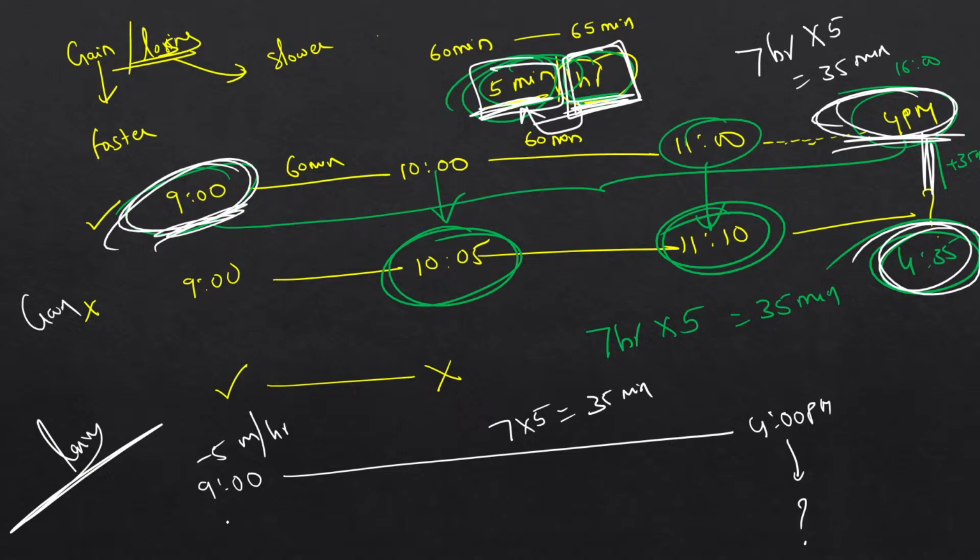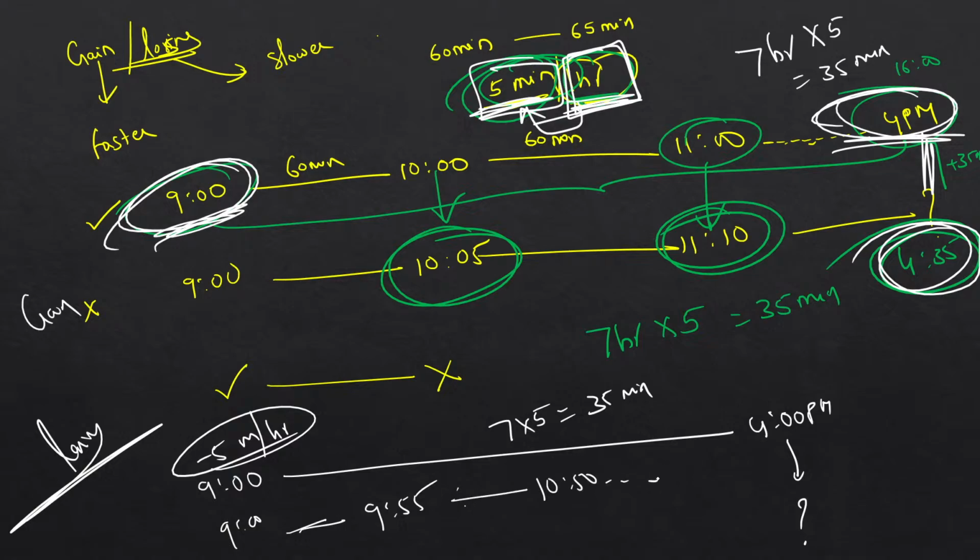So as you can see, after 1 hour the faulty clock is going to show only 9:55 because we are losing 5 minutes here. After 1 more hour it is going to show 10:50 and so on. As you can see, the faulty time is less than the original time. Here you have to subtract your 35 minutes. So you are going to get the time as 3:25.